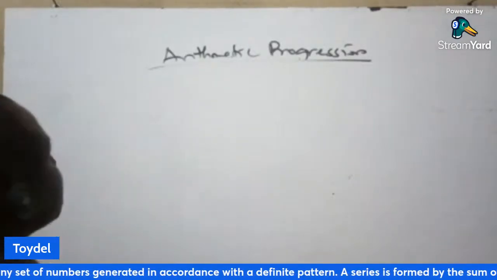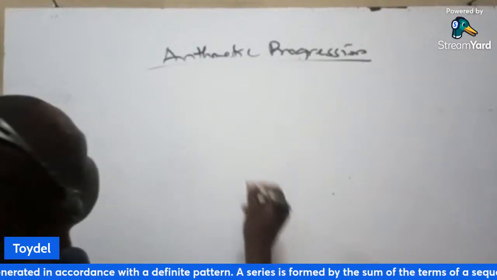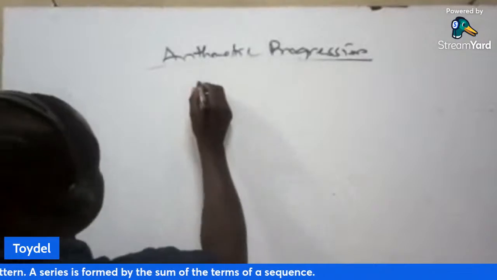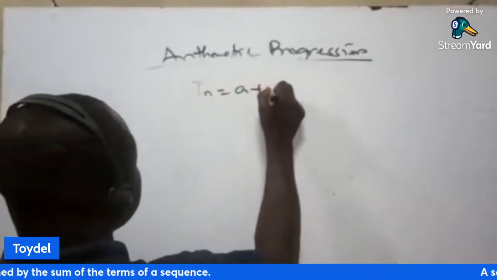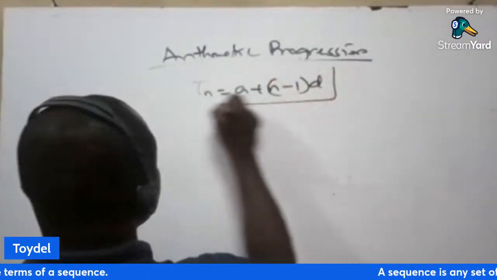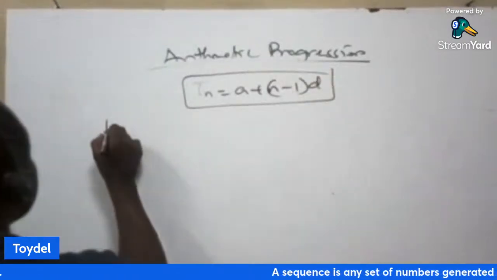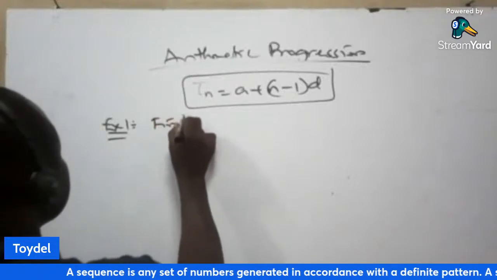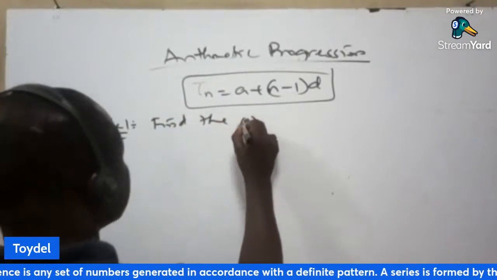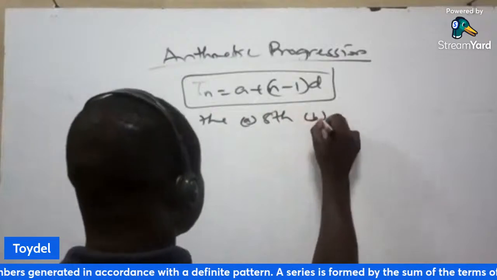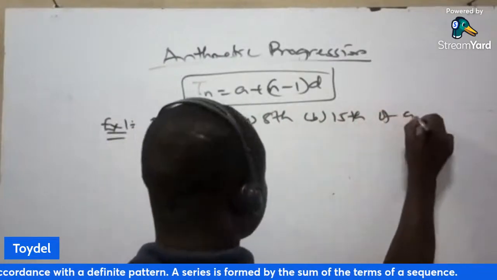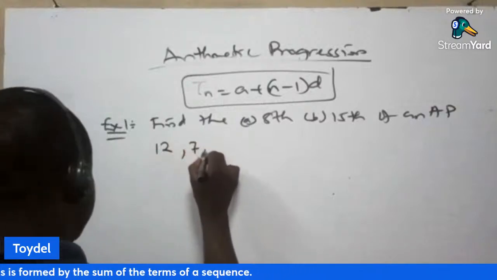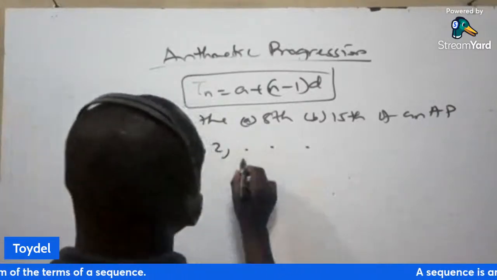So that is the formula to find the last term, or nth term, of an arithmetic progression. That is Tn is equal to a plus n minus 1 into bracket d. This is the formula. So let's take an example. Example 1. Find the a) 8th term, b) 15th term of an arithmetic progression given as 12, 7, 2, dot dot dot.